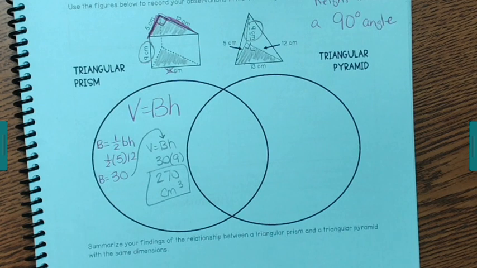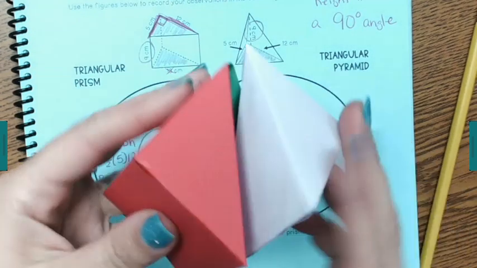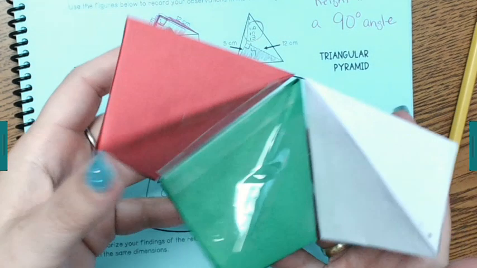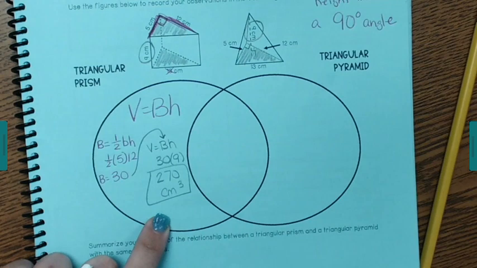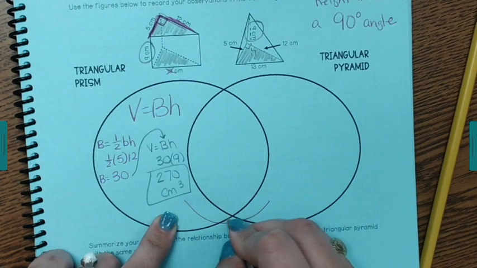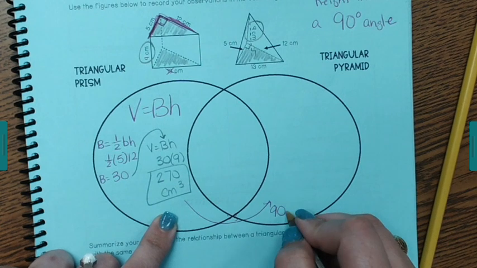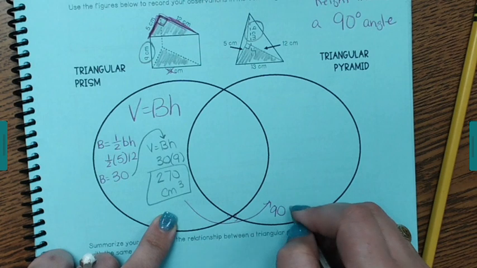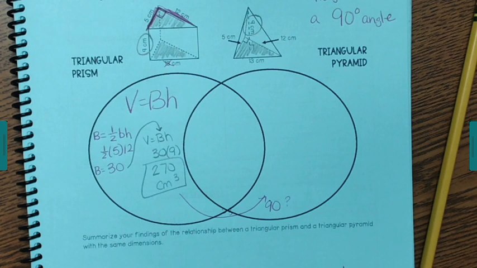Okay, so if you think about what we said earlier, what was the magic number to get from one to the other? Times 3 or divide by 3. Okay, so here this is the prism, and I want to go to a pyramid. So what do you do? You divide by 3. If I divide this by 3, I should get this, which is what? 90. Okay, it should be 90. I want to show you that it is 90, and I want to prove to you.